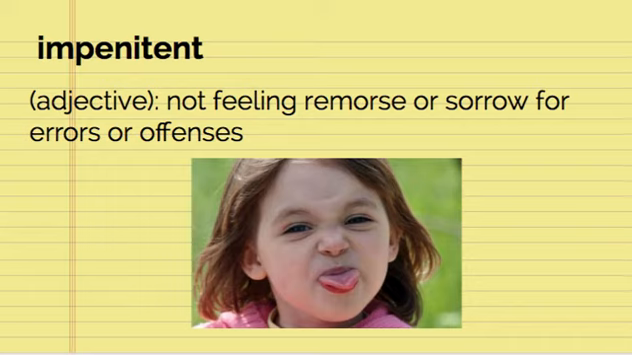Impenitent is an adjective, and it means not feeling remorse or sorrow for errors or offenses. This little girl clearly feels impenitent. Not only is she not sorry for what she's done, she's sticking her tongue out at you.